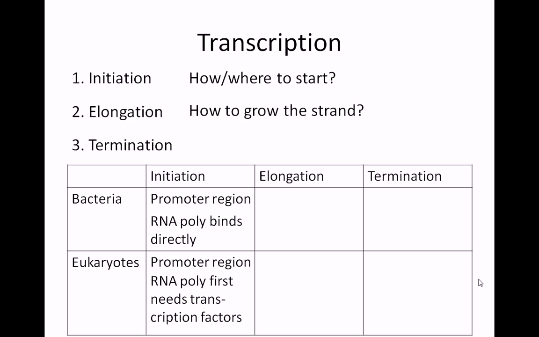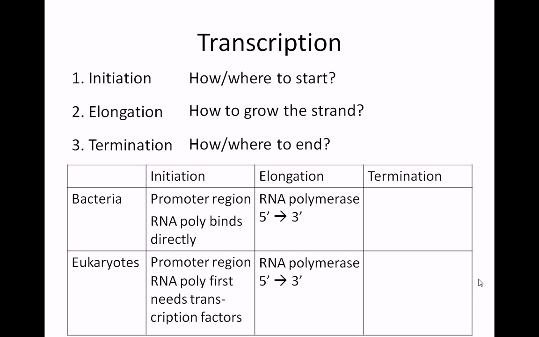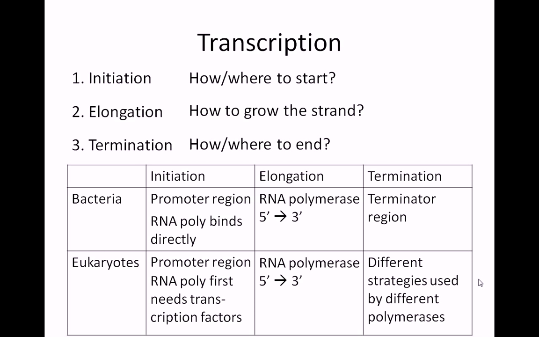Elongation is the process of growing the RNA strand. In both bacteria and eukaryotes, the enzyme RNA polymerase synthesizes RNA in the 5' to 3' direction. During termination, RNA polymerase and the newly synthesized RNA dissociate from the DNA. In bacteria, termination occurs in a special DNA region called the terminator region. Termination in eukaryotes is still not completely understood, but different types of RNA polymerases use different strategies to end transcription.